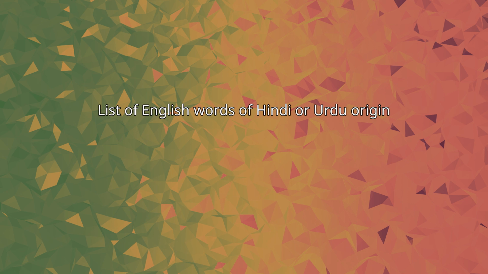Many of the Hindi and Urdu equivalents have originated from Sanskrit. See List of English words of Sanskrit origin. Many others are of Persian origin. See List of English words of Persian origin. Some of the latter are in turn of Arabic or Turkic origin.